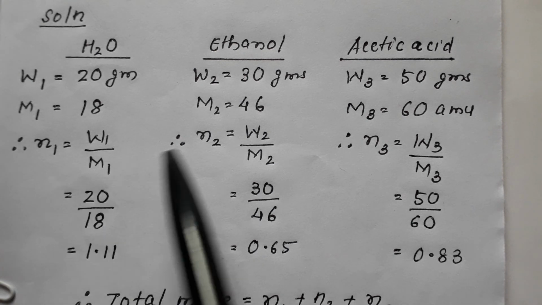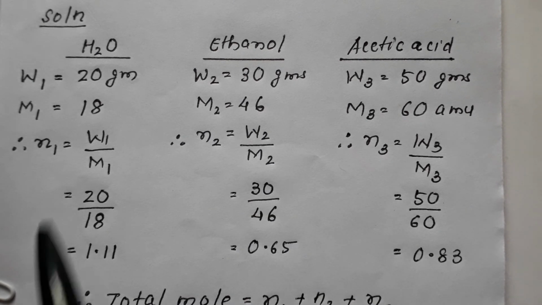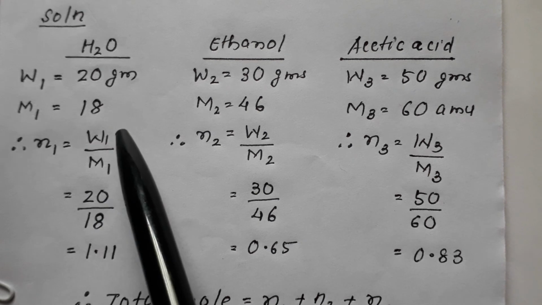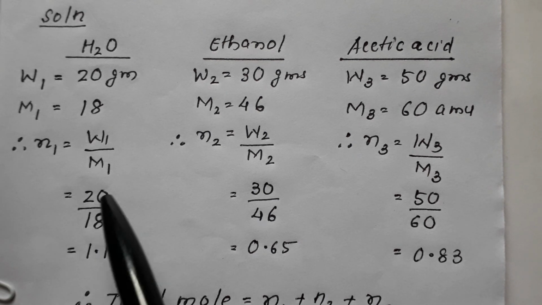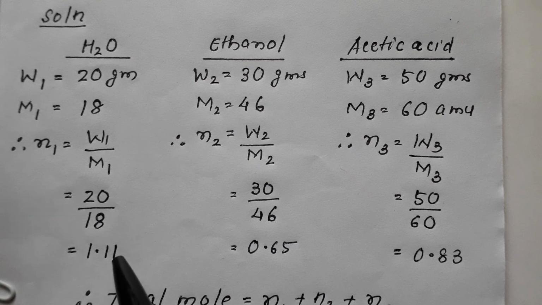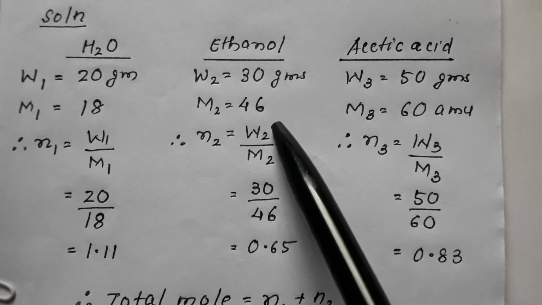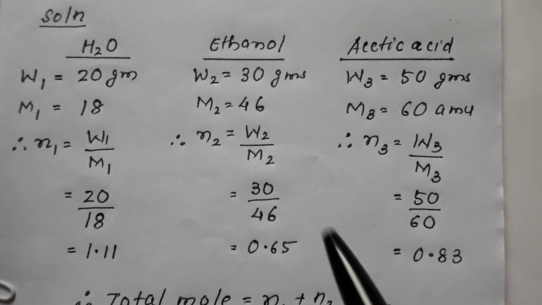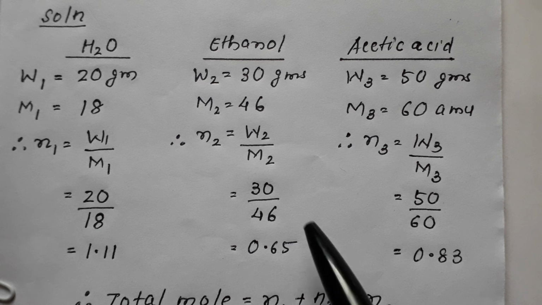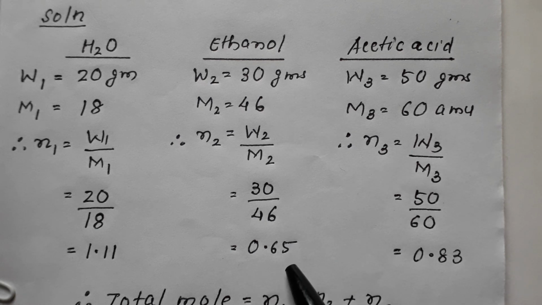Now we are converting these values into mole. The mole of water is the weight of water upon its molecular weight: 20 upon 18 comes to be 1.11. Now the mole of ethanol is the weight of ethanol upon its molecular weight: 30 upon 46, and the mole comes to be 0.65.